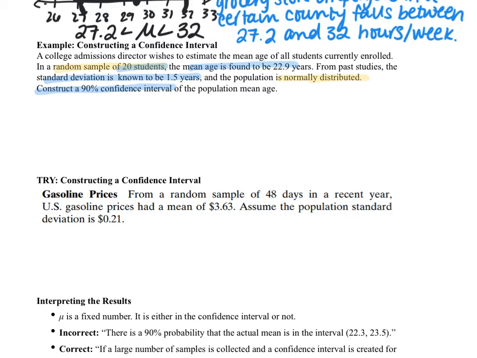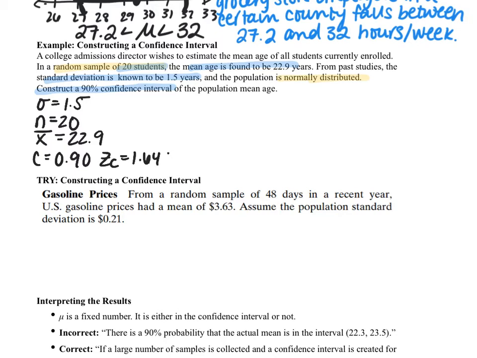Okay, so let's write down the information that we have. We have our standard deviation is 1.5. Our sample size is 20. Our sample mean is 22.9. And our critical value, well, our confidence level is 90%. So then if we look back at the chart, you would see that the critical value for 90% is 1.645.